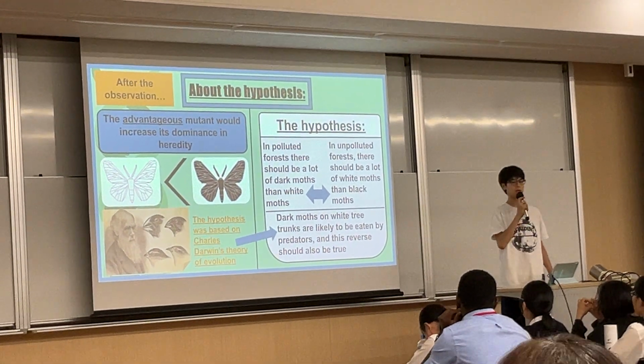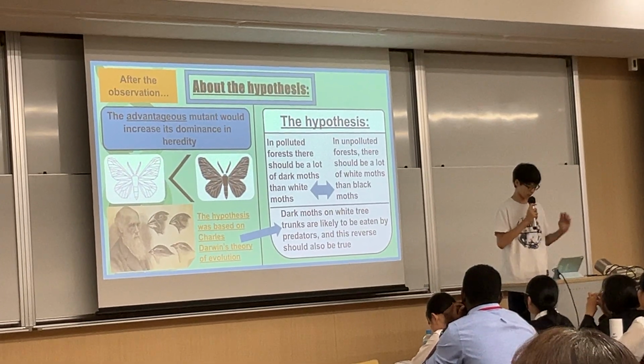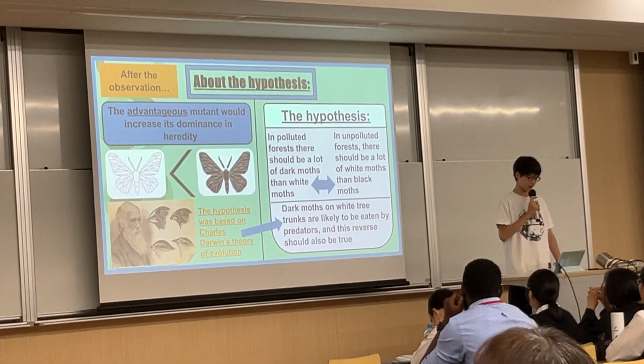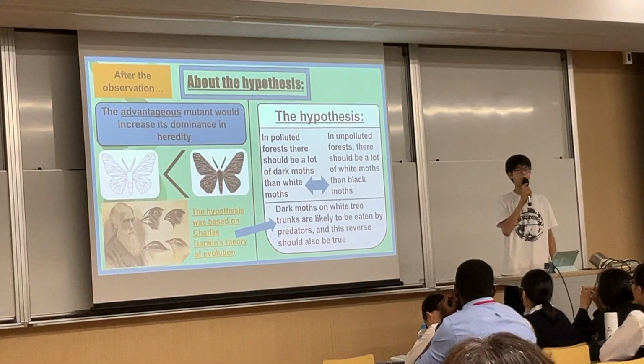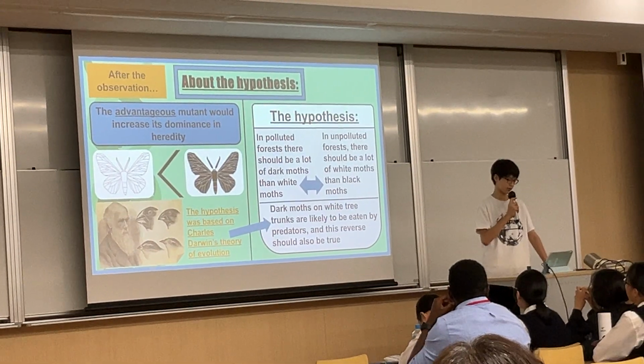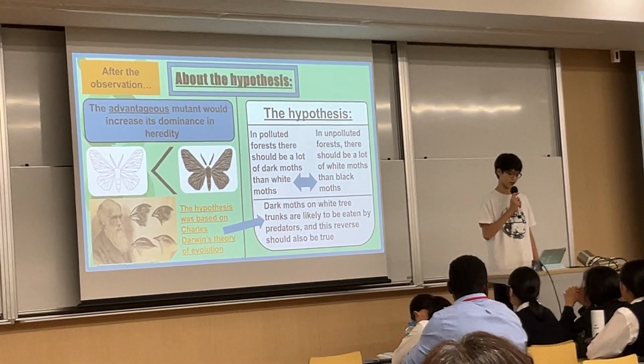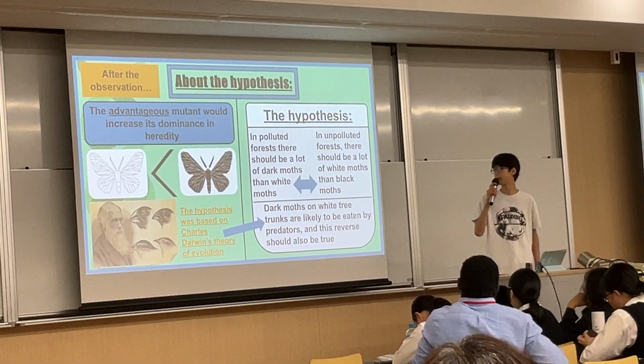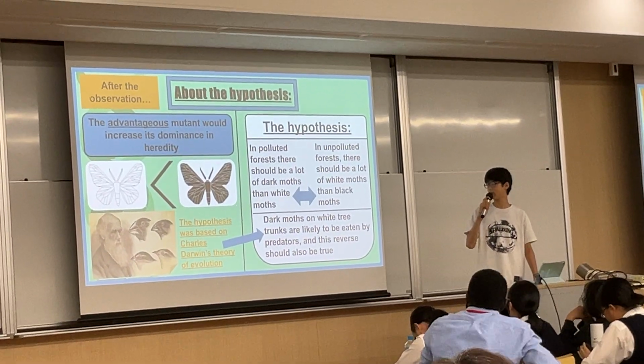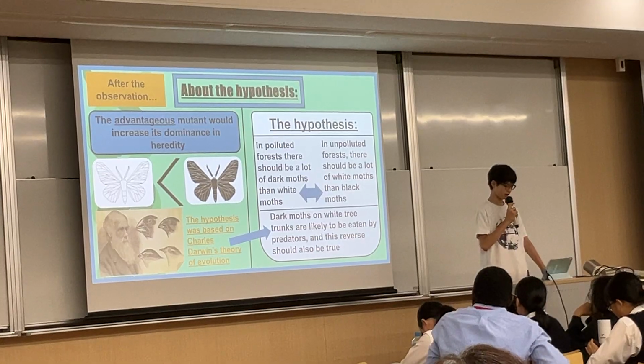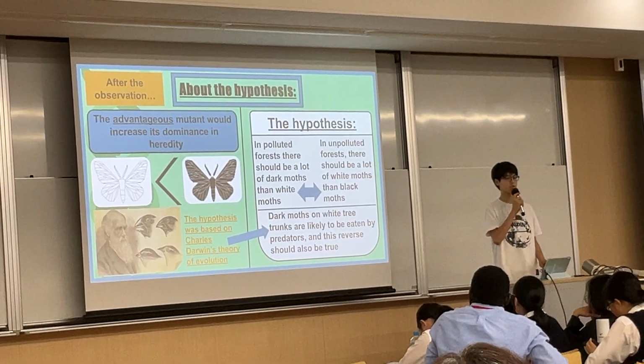In the hypothesis, he mainly stated three things. In polluted forests, there should be a lot more dark moths than white moths, and in contrast, in unpolluted forests, there should be more white moths compared to black moths. And dark moths on white tree trunks are likely to be eaten by birds, and this reverse should also be true.